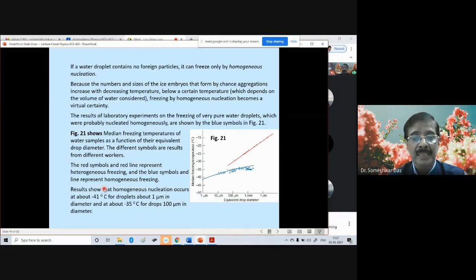So the existence of this supercooled state of the pure water droplets also depends on the size, right? Larger size water droplets can remain in the liquid form at temperatures up to minus 35 degrees centigrade, whereas smaller droplets of size 1 micron can remain in the liquid phase at temperatures up to minus 41 degrees centigrade.